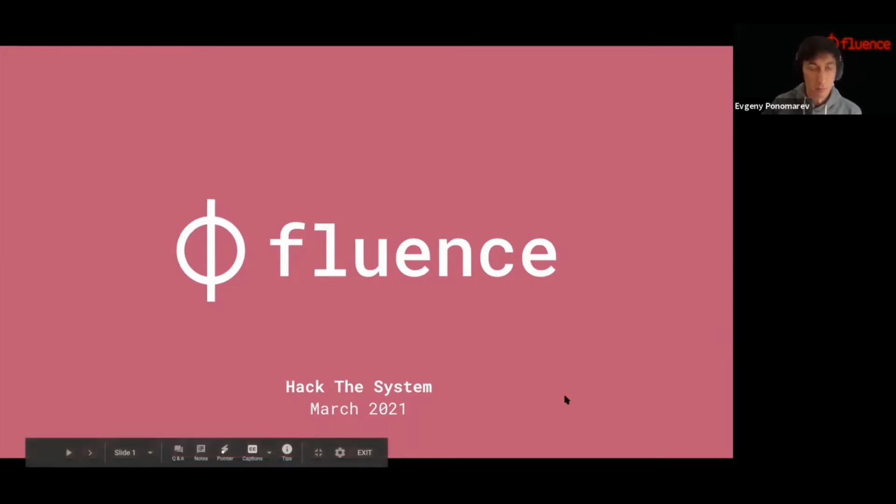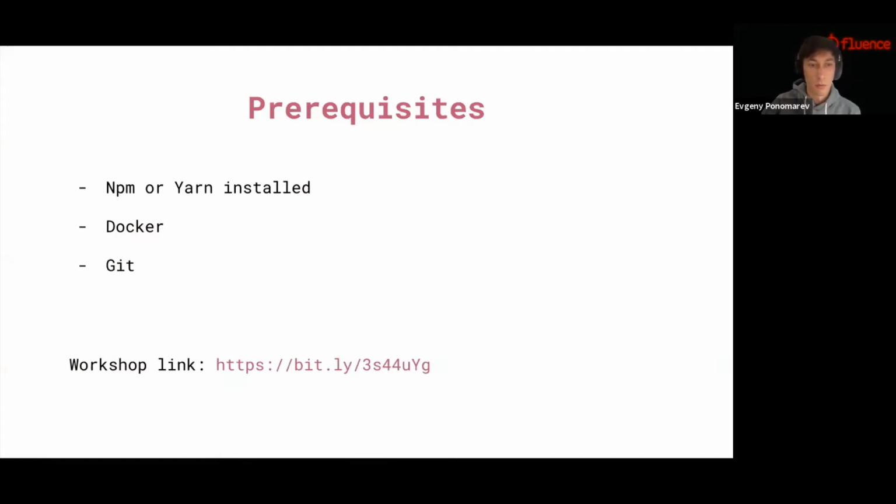Just a reminder for anyone who missed our first workshop. First of all, for this workshop you will need npm or yarn installed, and also Docker and Git. I believe there is a link to the Notion page with the workshop details right now in the chat. Feel free to go there and, while I'm talking, check out what's going to be happening after. Also, Rust and WebAssembly will be needed, but Alexei will explain how to install them properly if you don't have them in the system yet.